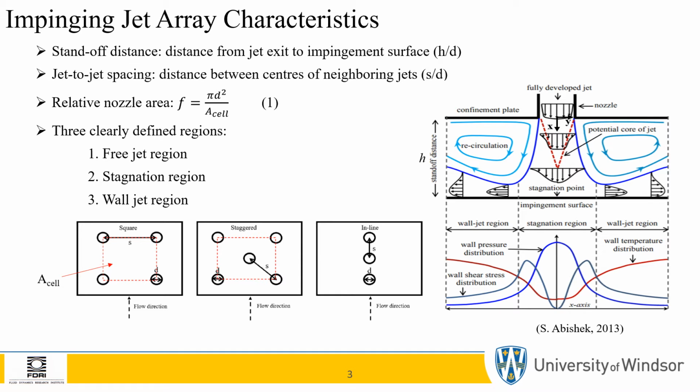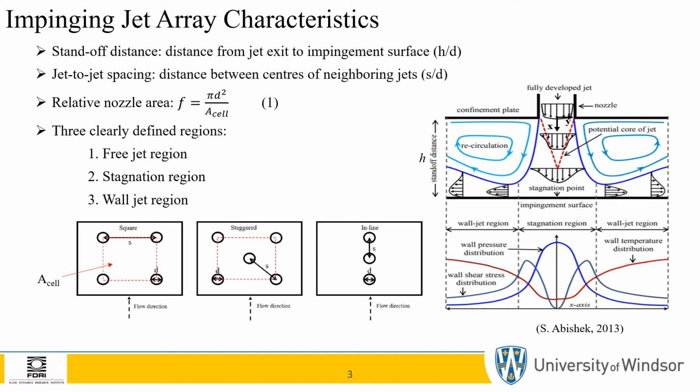One parameter of interest is the standoff distance, which is denoted by h. This h is typically non-dimensionalized by the jet diameter d. Likewise, the jet-to-jet spacing, represented by s, is typically non-dimensionalized by the jet diameter as well. And this is another critical parameter that is used in the development of the correlation.